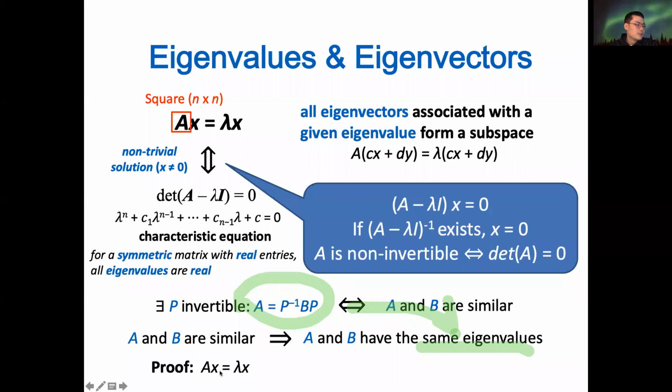Now, you know that according to the eigenvector eigenvalue concept, you have Ax equal to lambda x. X is the eigenvector, and lambda is A's eigenvalue. What can you derive? We know that A is equal to P inverse B P.